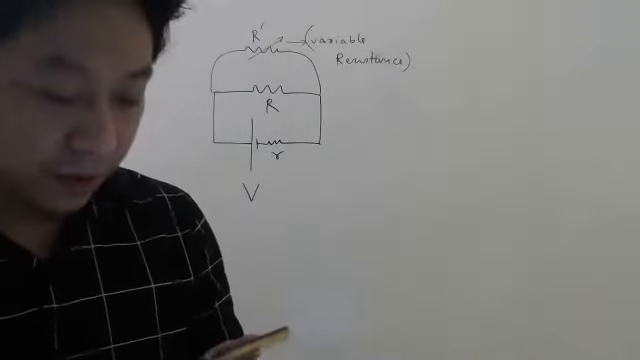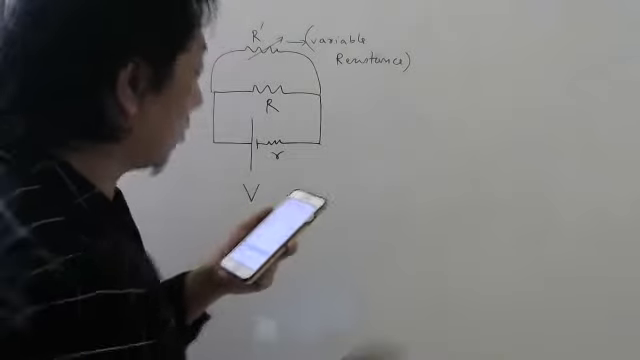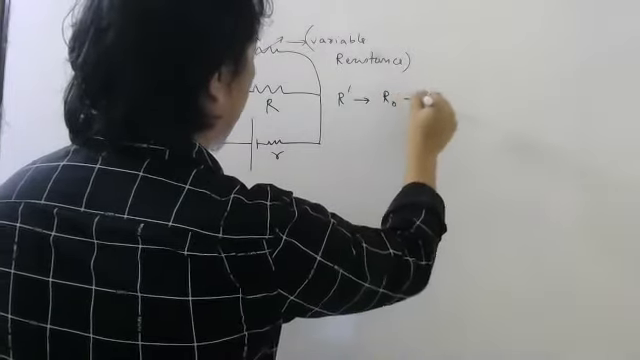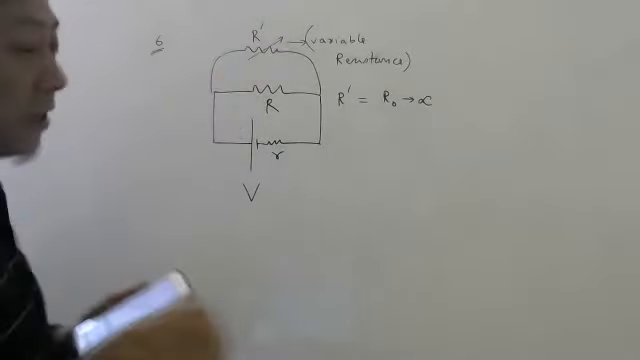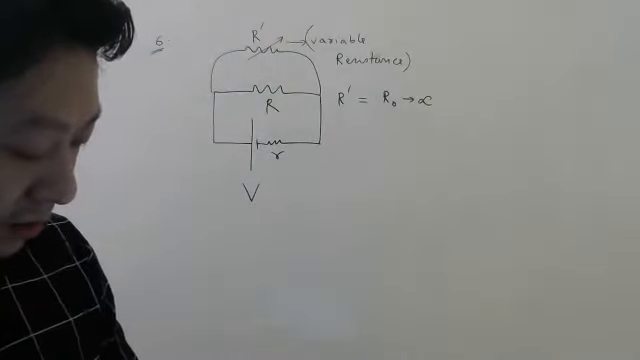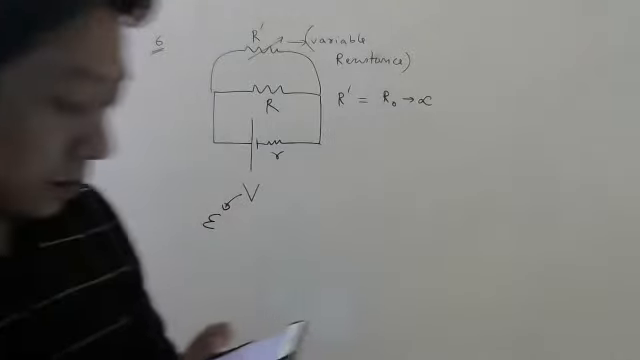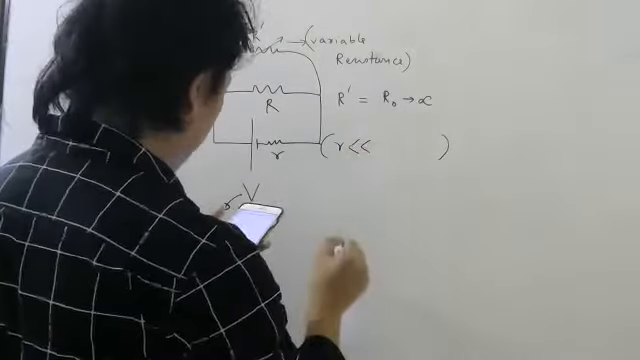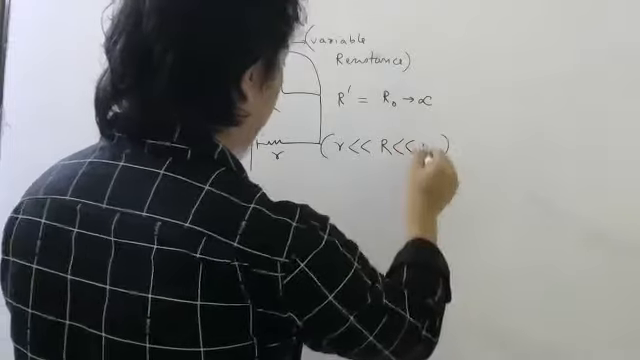Consider a simple circuit shown in the figure. This R dash can vary from R naught to infinity. So the value of R dash, whatever they are going to put here, can go from R naught to infinity. Small r is the internal resistance and V is the EMF. And there is a condition mentioned in the bracket: internal resistance is very small compared to capital R, and capital R is very, very small compared to R naught.